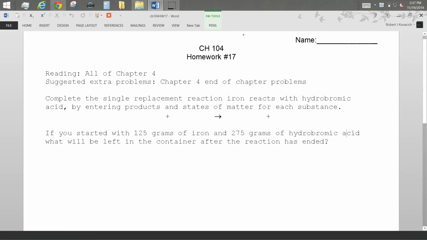Let's go ahead and start off with writing down what the chemical equation is. So it's a single replacement reaction that we're doing with this. What must you have in a single replacement reaction? A reaction. Great. What do you need in the reaction?